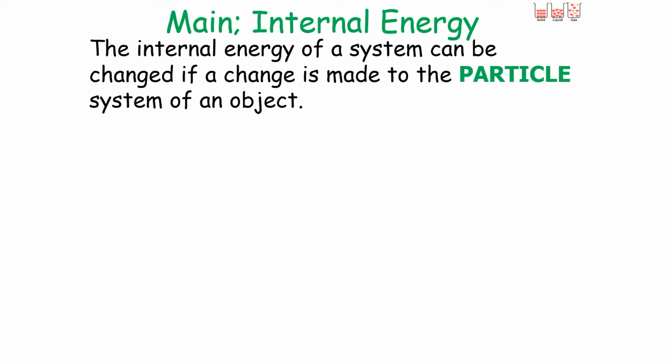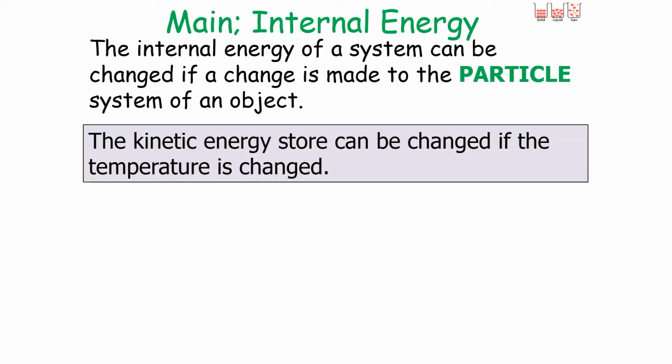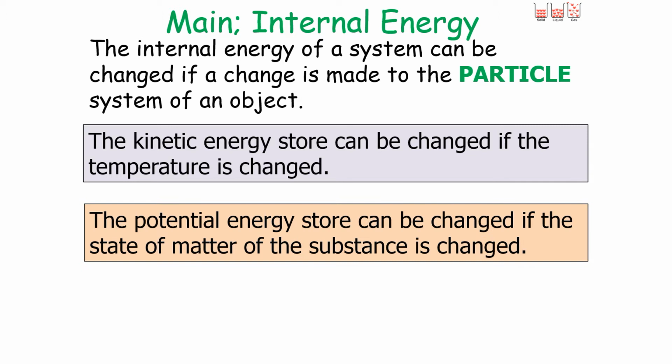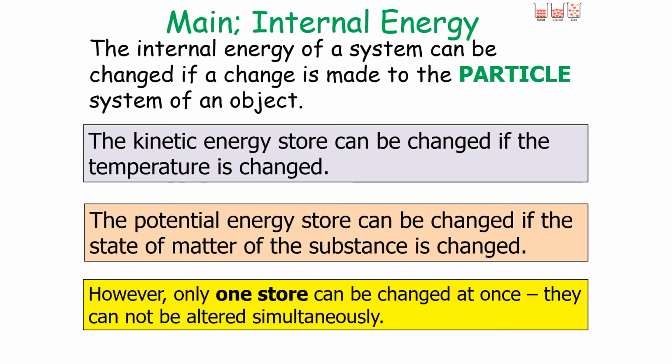So the internal energy of a system can be changed if a change is made to the particle system of an object. The kinetic energy store can be changed if the temperature is changed, and the potential energy store can be changed if the state of matter of the substance is changed. However, only one store can be changed at once. They can't be altered simultaneously.